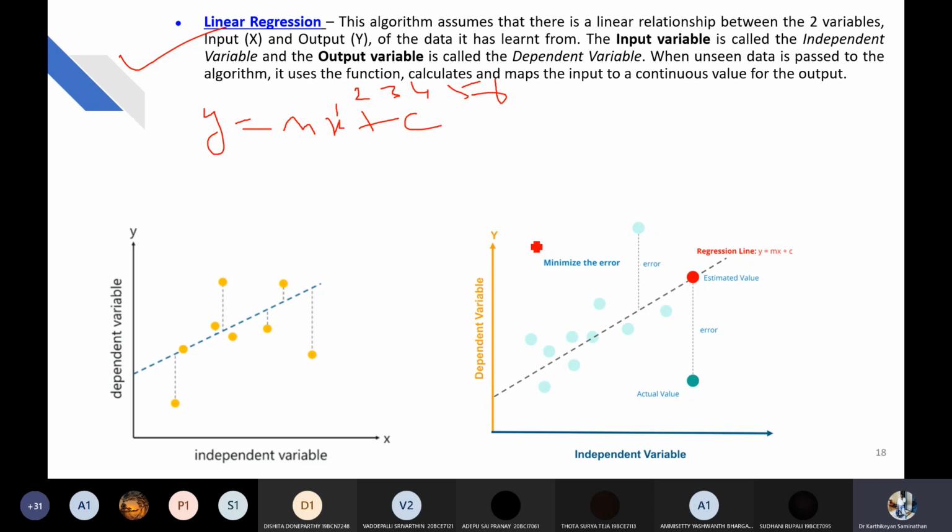If it is not equal to 1, then we can say it is logistic regression, sorry, other than linear regression, right? So this independent variable column, we will keep on the x-axis, and the dependent one is y. That is why x is the independent variable and y is the dependent variable.